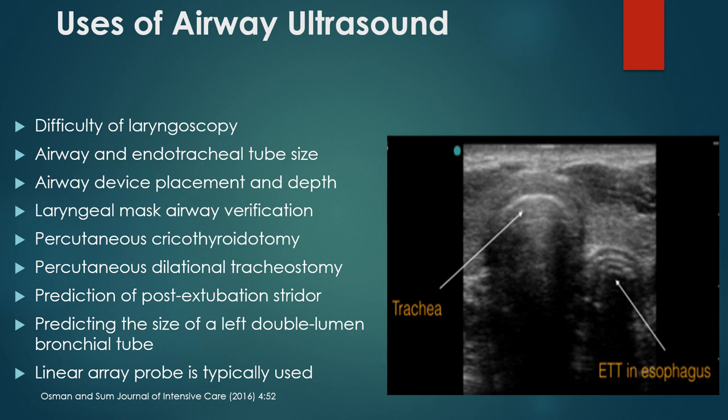And we'll talk about that in just a moment. Then that goes hand in hand with the percutaneous dilational tracheostomy from the unit. Prediction of post-extubation stridor. I'm not real sure that we've got the time to be doing ultrasound to go into this, but I'm pretty sure if you're predicting this, you're probably doing some management, including some steroids, etc. And as well, predicting the size of a left-sided double-lumen tube.